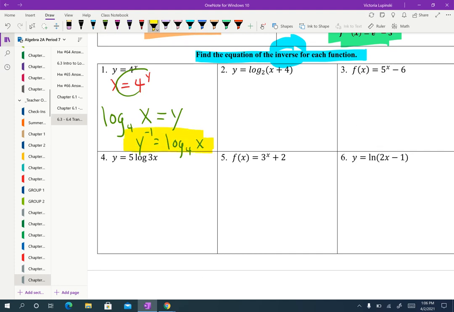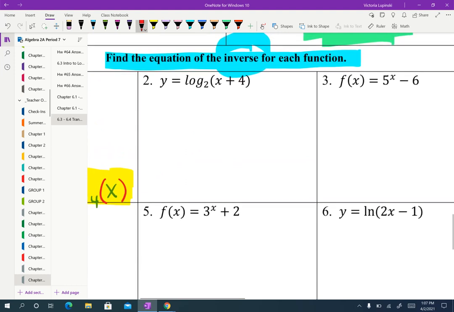Just something to point out here, again, make sure that the 4 is a small subscript and everything else is a full size. And then if you wanted to use parentheses, they would go around this x, but it's fine if you don't. Remember, inverses means opposite. In this case, the only thing that's opposite is an exponential versus a log, but it'll get a little more complicated as we proceed.